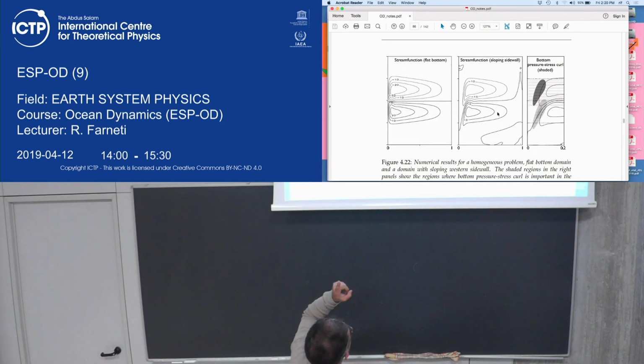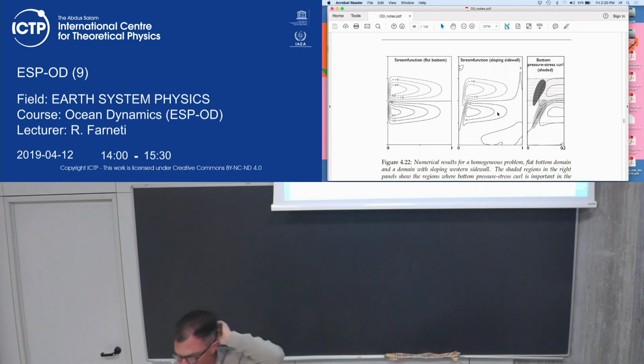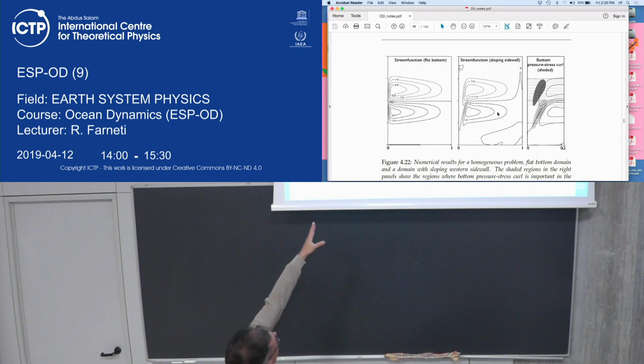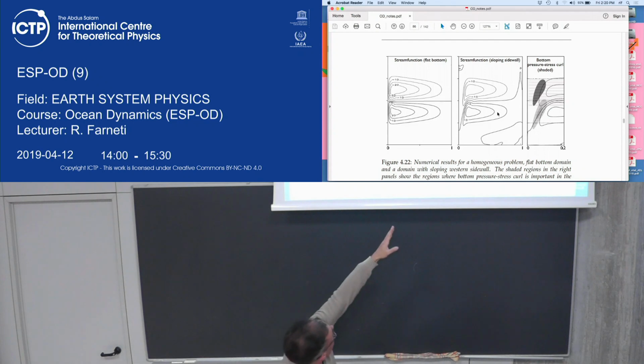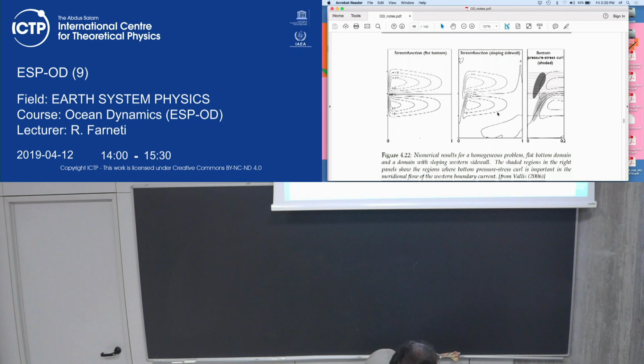And so if you have a flat-bottom ocean on the left, or an ocean with a sloping western boundary current, you see the difference in the solution for the wind-driven gyres. In one case, they are totally symmetric. You have a western boundary current, but it's totally meridional. Whereas in the second case, the western boundary current has a slope, and that slope is actually following the f over h contours, because in that region, that term is dominating.